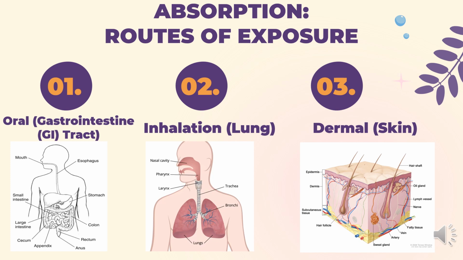Now I will present the ADME process one by one in detail. First, we investigate the absorption process. Parathion is effectively absorbed through any route. There are 3 routes of exposure, which are oral route through the gastrointestinal tract, inhalation via lungs, and dermal exposure via skin.